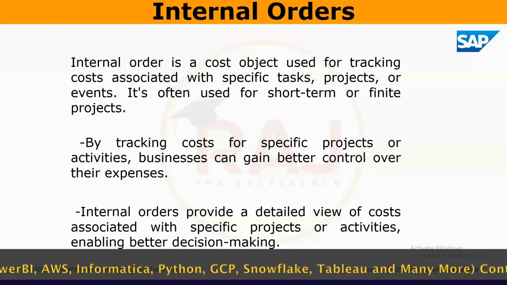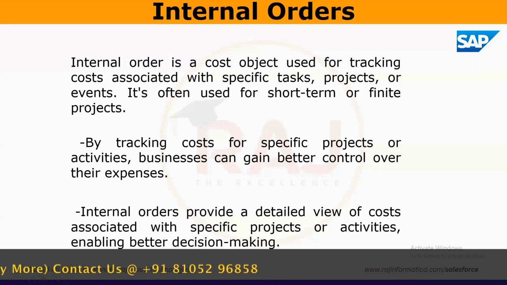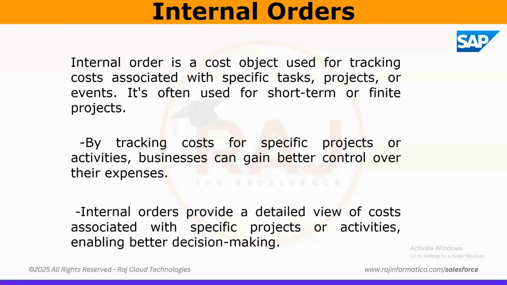And internal order is there for a specific task or project or a job or event which is short term. So to track the cost of that particular short term event, let's say my company has organized a job fair for 3 days, so that job fair cost needs to be tracked. That can be tracked by creating an internal order for that job fair, and once it is done you can settle or transfer that internal order cost to another CO object, and then you can close the internal order. But we cannot close the cost centers because they are ongoing. Internal order provides us the detailed view of cost associated with a specific project activity for enabling better decision making.